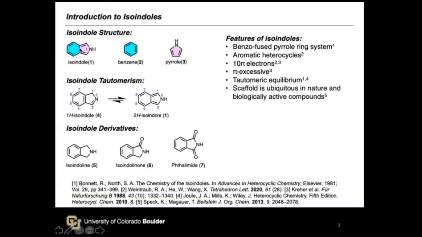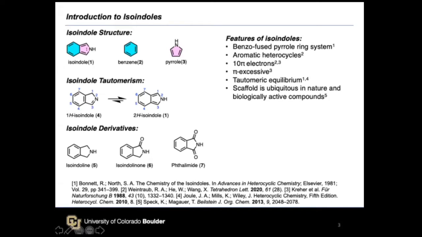So they're the 2, 4, 6, 8, 10 pi electrons. And then here are the isoindole tautomers that I had just started mentioning. And the 2H isoindole tautomer, which is this one here, is the one that typically predominates, and that is because it's more stable due to its higher resonance energy. So when I say isoindole, from now on, I'm referring to the 2H tautomer.